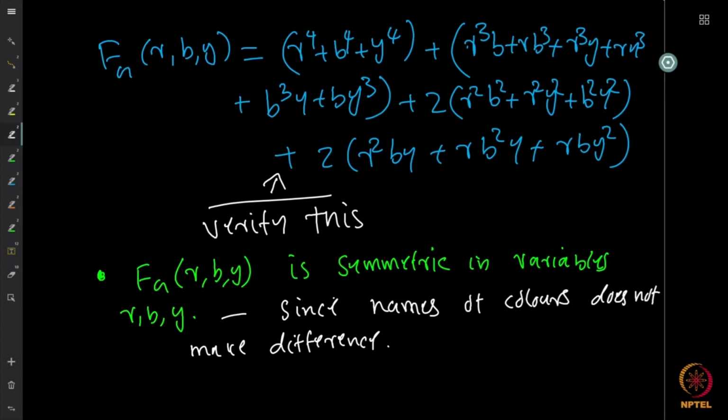Similarly, r cubed b: all three colored red and then one is blue. Of course, you have different colorings, but under the action of the dihedral group, you will see that they are all the same, because by rotation you can get this. Similarly, r b cubed, r cubed y, and r y cubed, b cubed y, and b y cubed.